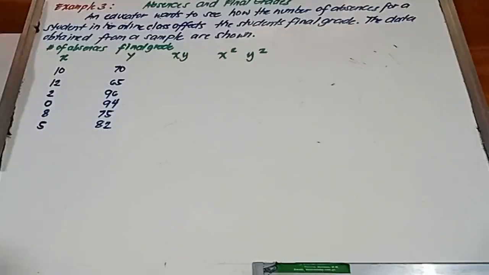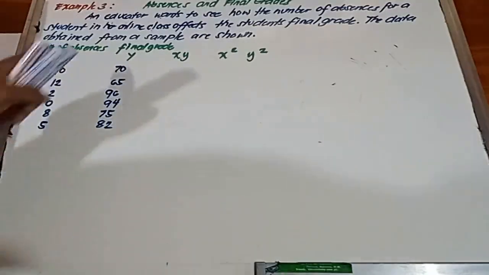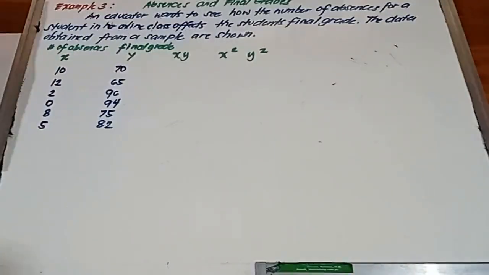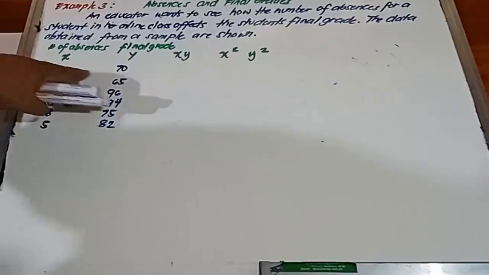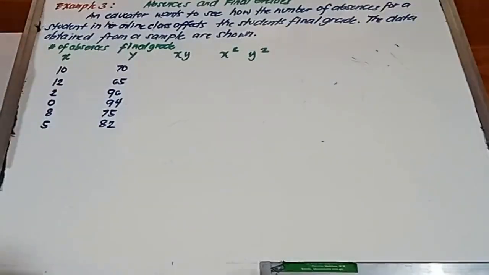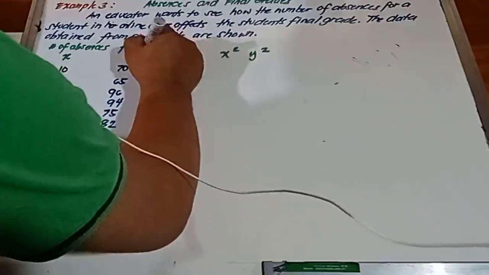Okay, so for our last example, para doon sa topic nating regression, this is about absences and final grades. It says, an educator wants to see how the number of absences for a student in her online class affects the student's final grade. The data obtained from a sample are shown. Ito yung number of absences ng students at nandun yung equivalent final grade. 10 absences, 70% ang final grade ng bata. 0 absent, we have 94% ang grade niya doon sa subject. Okay? So, by the way, yung final grade natin is in percent.